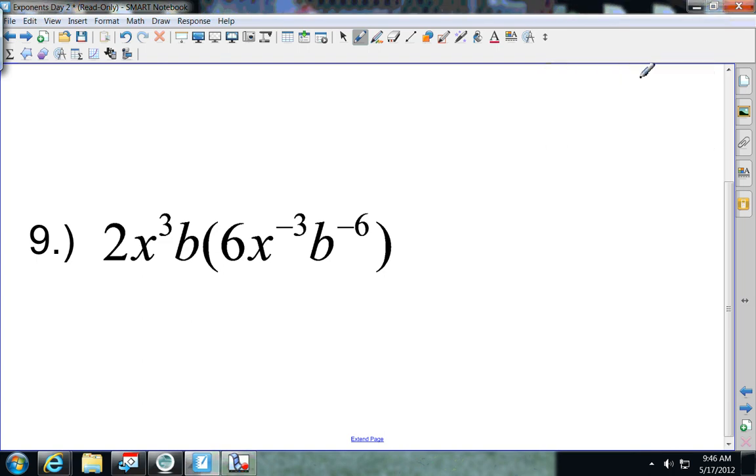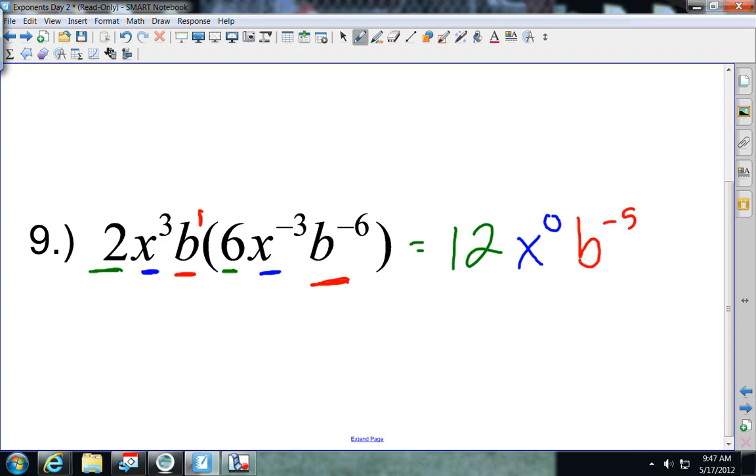Okay, for this one, let's look at our coefficients. I have 2 times 6, which is 12. Look at my x's. You're adding the exponents. So if I add them together, what's 3 plus negative 3? It is 0. I'm going to leave this alone for just a second. And then the b's. This is b to the 1st power, and then b to the negative 6. If you add them, you get b to the negative 5th.